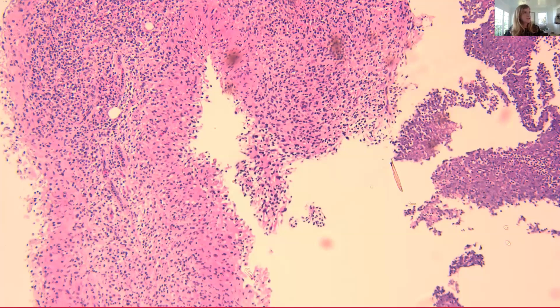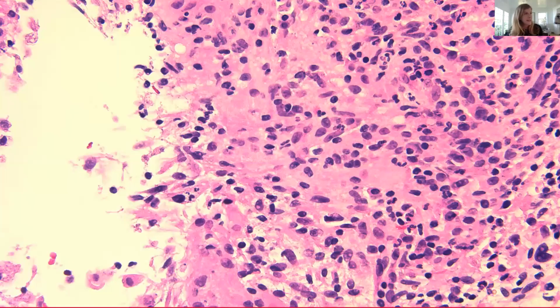Okay, so here's just another view of those epithelioid histiocytes. You can see how they stick together and form a syncytium. In fact, sometimes the cytoplasm actually becomes one, and then you get a large cell with lots of cytoplasm and many nuclei, and you would call that a giant cell. There's not one in this one, though.